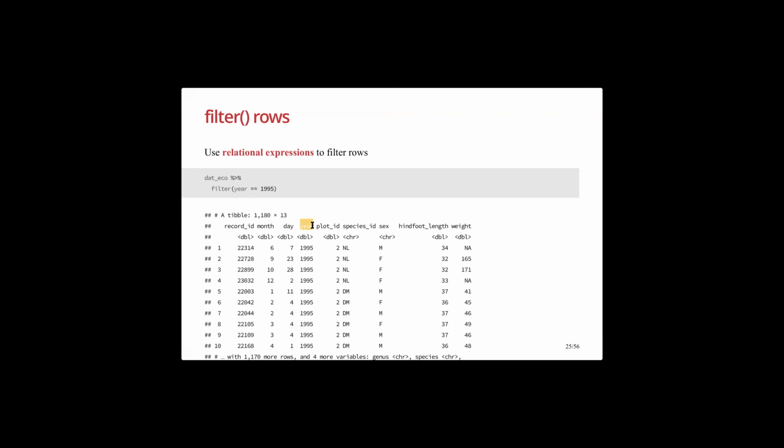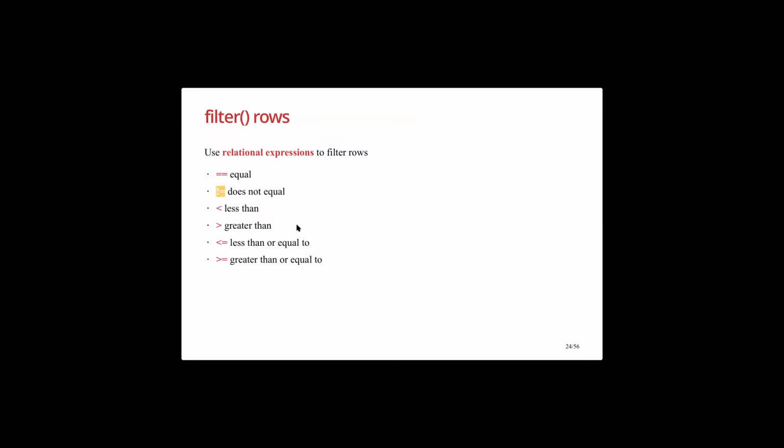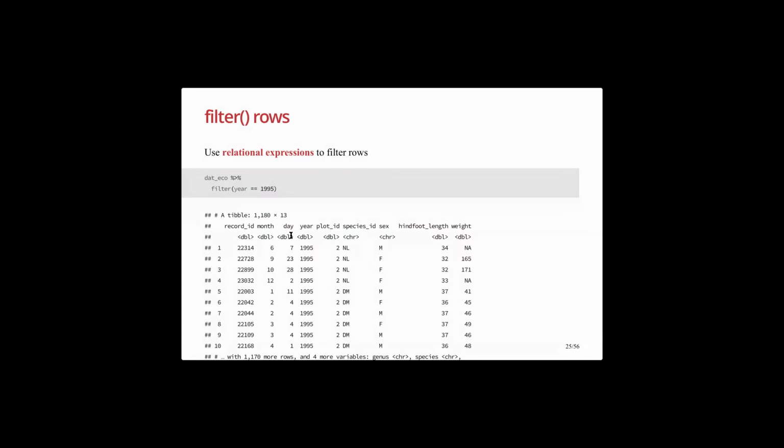And if I have a look at my year variable, I'll see that it's 1995, which is exactly what I would expect, because that's what I've told it to do. Take my ecological data, filter that data set by the variable year, and just give back to me those rows where year is equal to 1995. I could say where year is not equal to 1995, if I plonk that in instead. And that would give me every row in that data set, except for those in which year equals 1995.